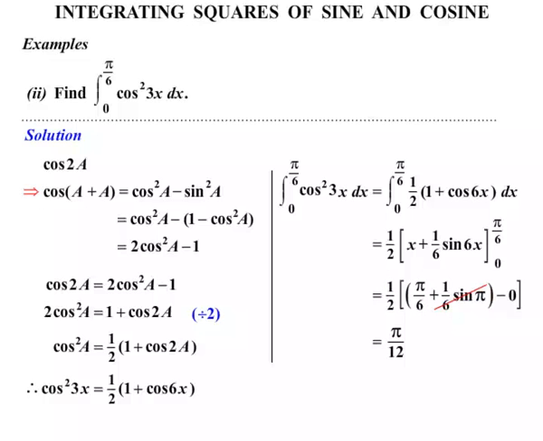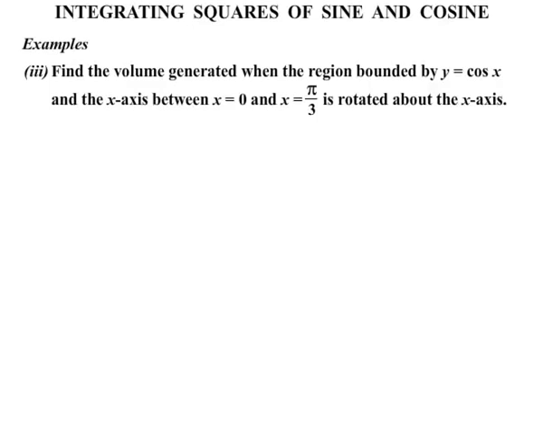Terrific. Next example, we need to find the volume generated when the region bounded by y equals cos x and the x-axis between x equals 0 and x equals pi on 3 is rotated about the x-axis.